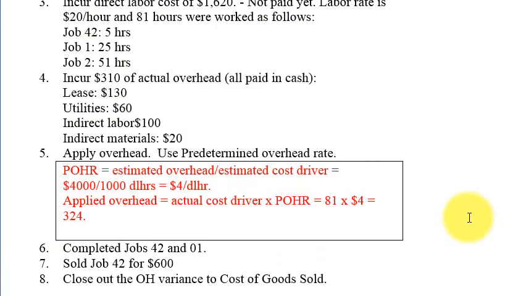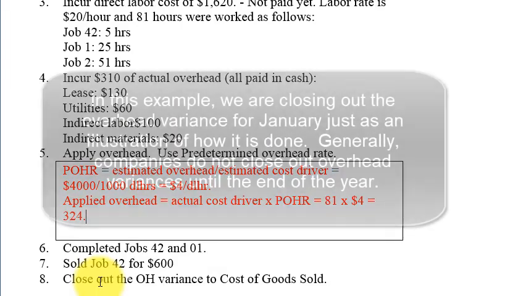So what's left to do here? Just this last transaction. Our last transaction is to close out that overhead variance to cost of goods sold. If an overhead variance is immaterial, we just adjust cost of goods sold directly for our over application or under application of overhead. If the overhead variance was material, we would instead allocate it among the work in process, finished goods, and cost of goods sold accounts. You won't be asked to do that type of allocation.